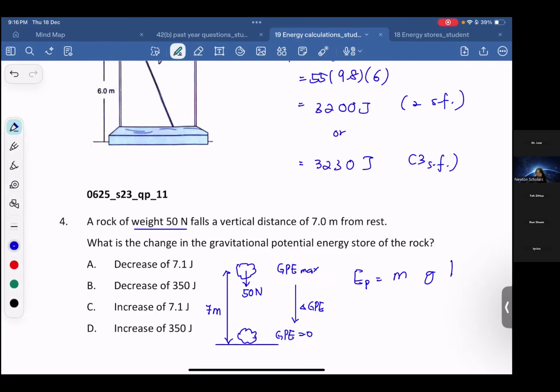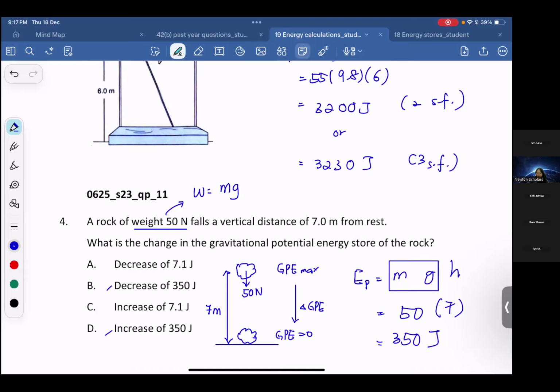But teacher, I don't have the mass. I only have the 50 Newton weight. So weight is what? W equals mg. Yes, correct, Crystal. W equals mg. So that means this part is W. Your weight of 50 already tells you the mass and g. So times your height, which is 7, your answer should be 350 joule. So the answer is A, B, or D.